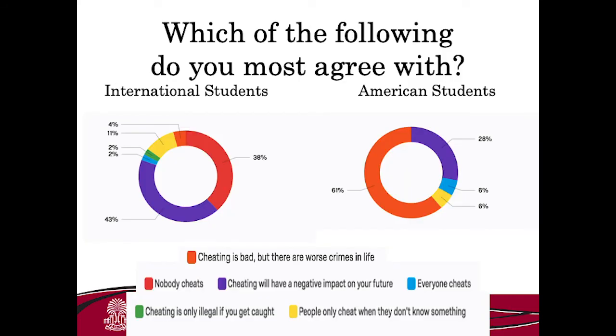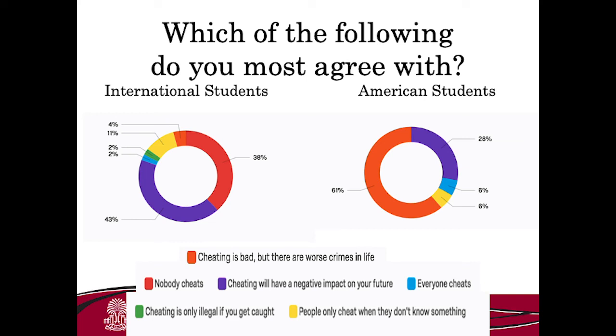This is a graphic display of the answers when they were asked which of the following statements they most agree with. I know that the coloring here is maybe a little hard to discern, but if we look over at the international students pie there, you'll notice that the largest share was the statement, cheating will have a negative impact on your future. Versus 28% of American students that agreed most with that statement. The next biggest percentage there is the nobody cheats in the international students at 38%.